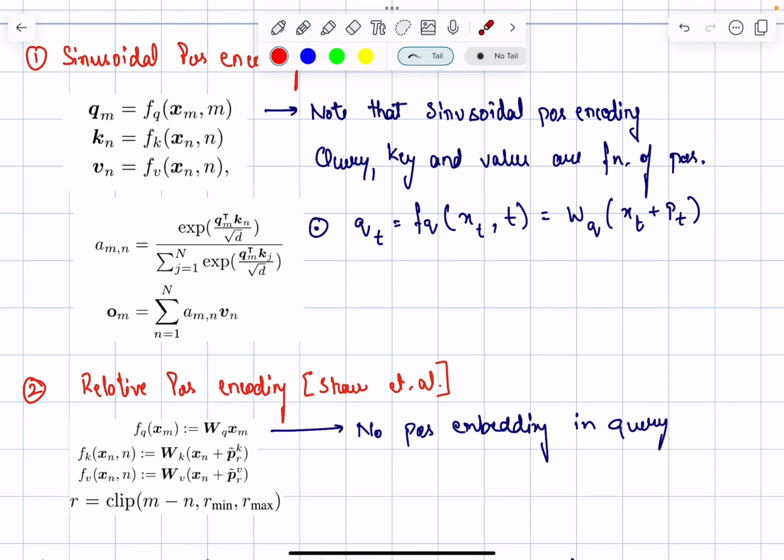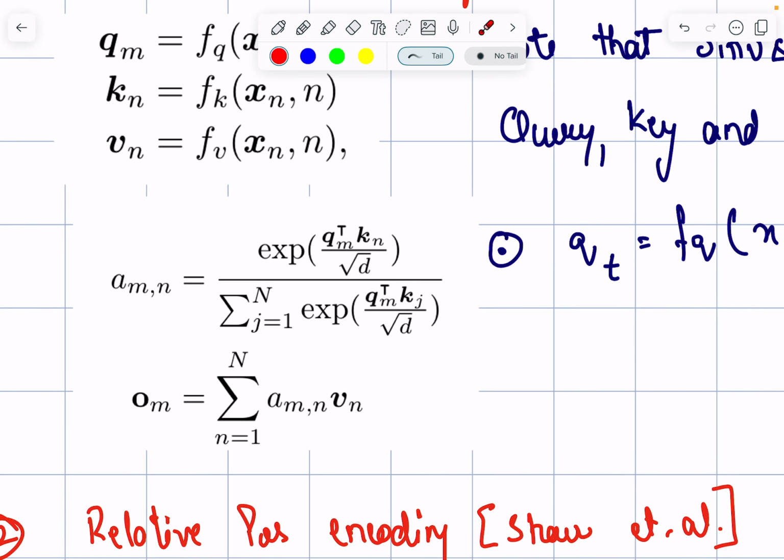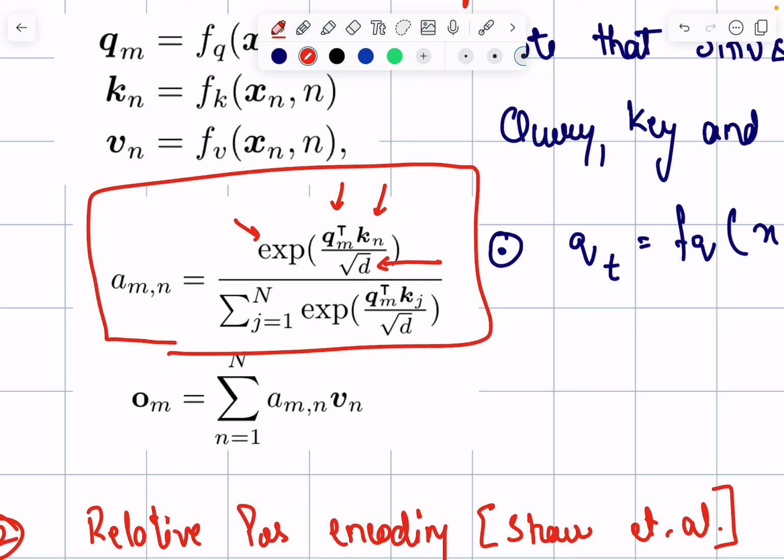What happens is that you compute this attention score like this. Let me zoom in a little bit. You take the dot product between qm and kn, normalize it using the dimensionality of the vectors, and take an exponential of it. Essentially, you are taking a softmax here. Okay, and then you simply normalize it with the attention of other key values for the same query.